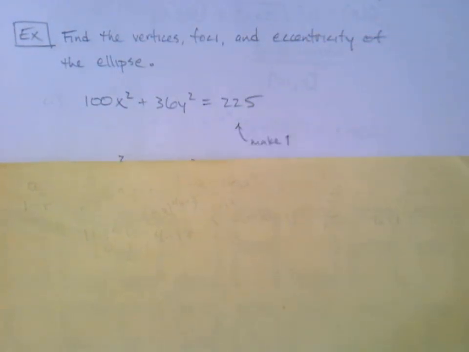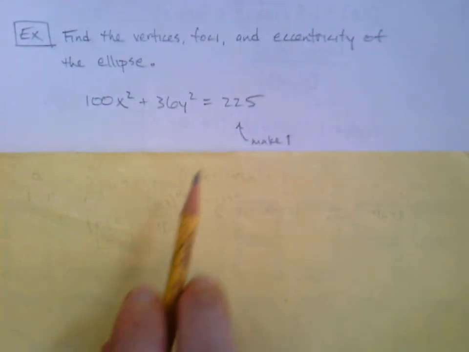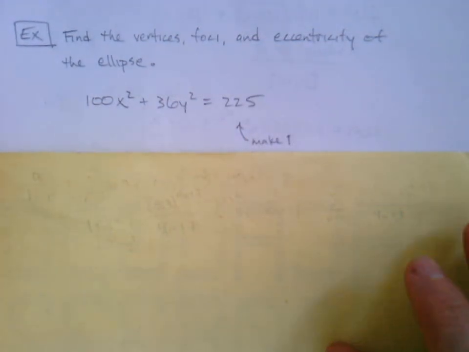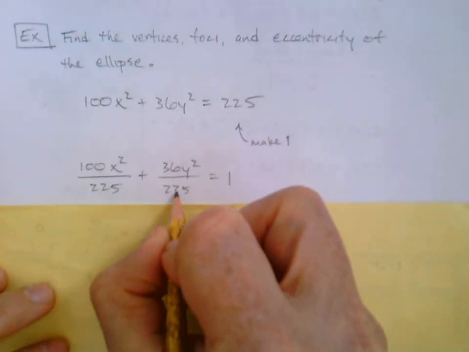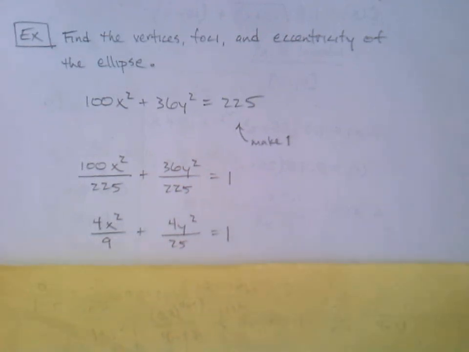So what we're going to do is simply divide everything by 225. We know in the standard form that that should be a 1. So if we just divide all three parts by 225, we can work with it. And then if we simplify that, we reduce those two fractions, we'll have 4x squared over 9 plus 4y squared over 25 equals 1.